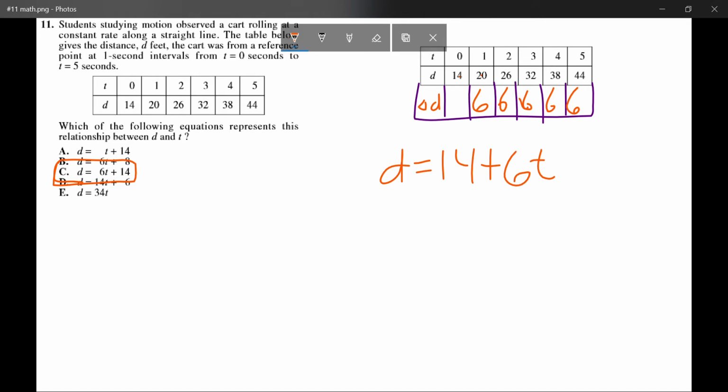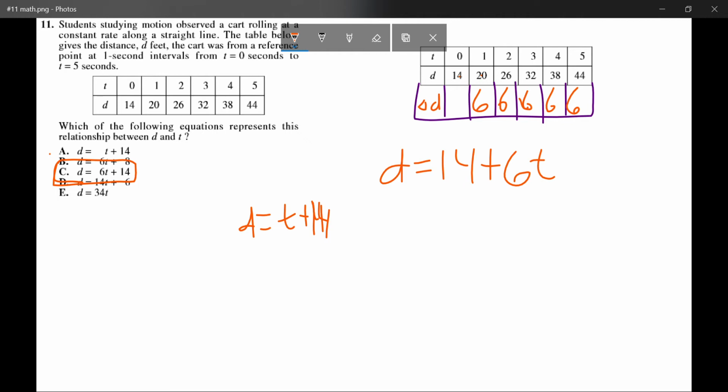And then if you wanted to go ahead and check any of this, let's say you weren't 100% certain on how to come up with it, but you have all these A, B, C, D, E answers over here, you could say, we'll check it. So let's try A. This is A option. D is equal to T plus 14. You know, I'm trying to write.